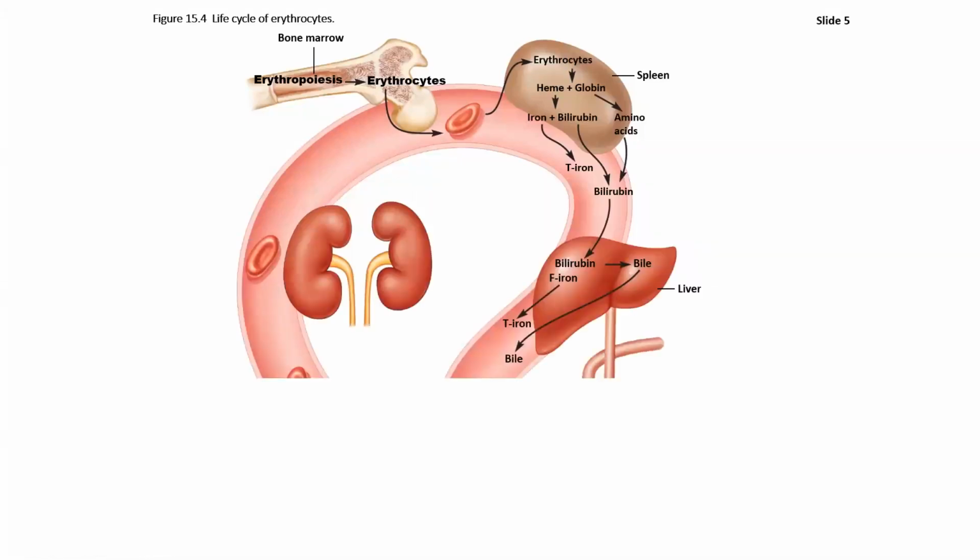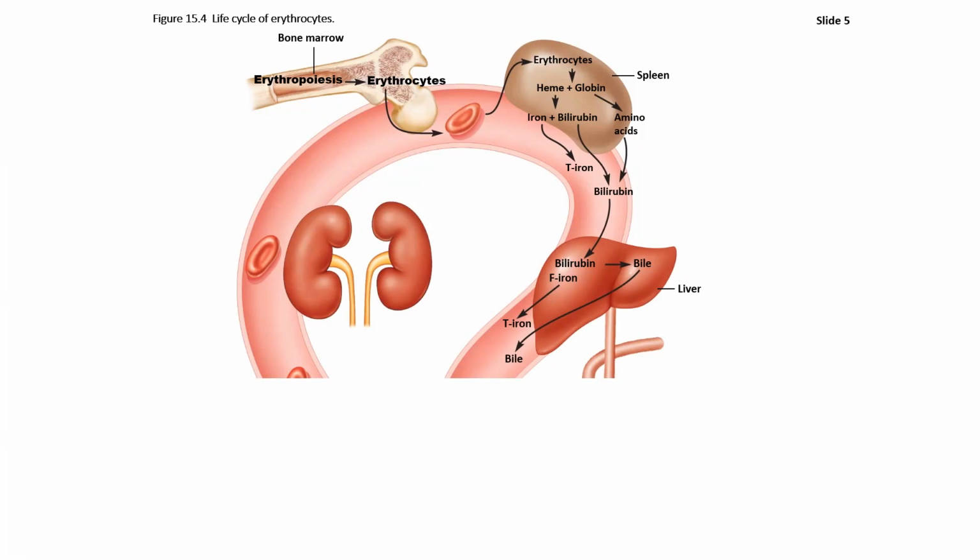All right, so that bilirubin we said is going to go to the liver. From the liver, it's converted to bile. That bile can either be circulated in the blood, where it can go to the kidneys and be excreted in the urine, or it can be lost in the gastrointestinal tract through the feces.